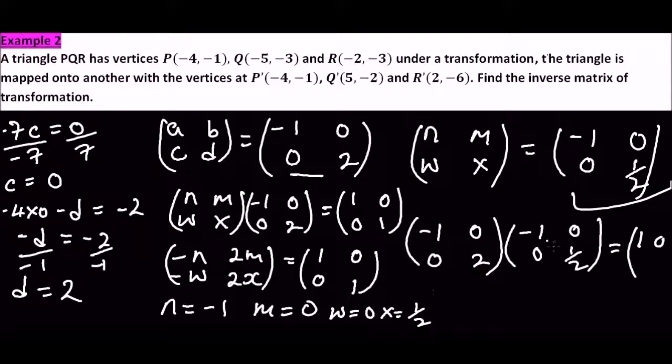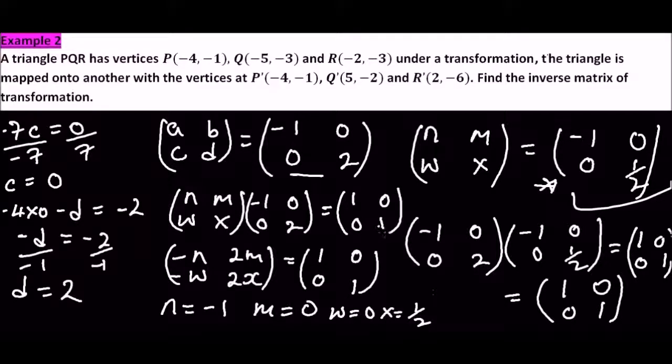0 times minus 1 is 0. 0 times 2 times 0 is 0, so we have 0. Then 0 times 0 is 0. 2 times a half is 1. So that is our identity matrix. This is the matrix that we got, 1 0 0 1, which is the identity matrix, which proves that the matrix obtained here is the inverse of this. So it was a bit lengthy, but I hope you have followed the process, and you can always watch it again, see whether you will be able to follow.